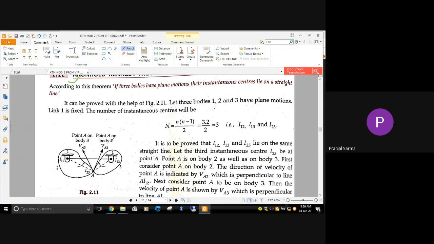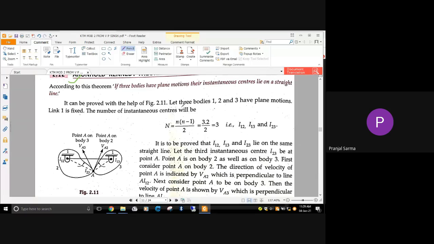It states that if three bodies have plane motion between them, their instantaneous centers will lie on a straight line. You are going to encounter this kind of situation while solving problems, while finding the instantaneous center for different cases. Three bodies, in our case, means three different links, suppose link one, link two, link three.